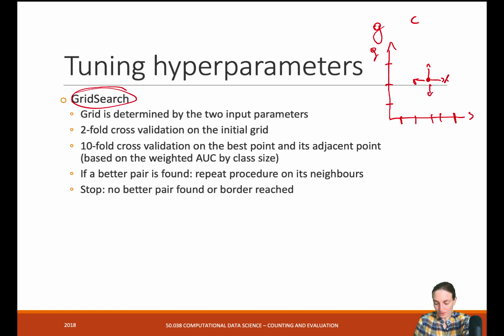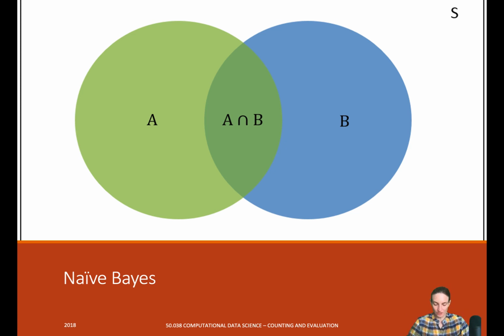And for the best point, it does tenfold cross-validation. Then, from that point, it repeats itself and looks for the best point. So it sort of forms a path until it reaches good parameters. It's fast because you don't do tenfold cross-validation everywhere, you do twofold, meaning it's 5 times as fast. If no better pair is found or the border is reached, then it stops.